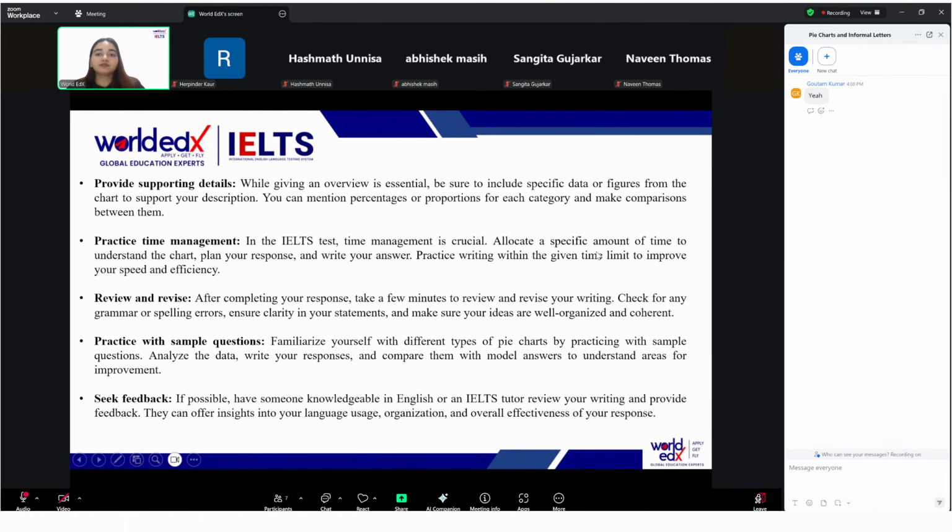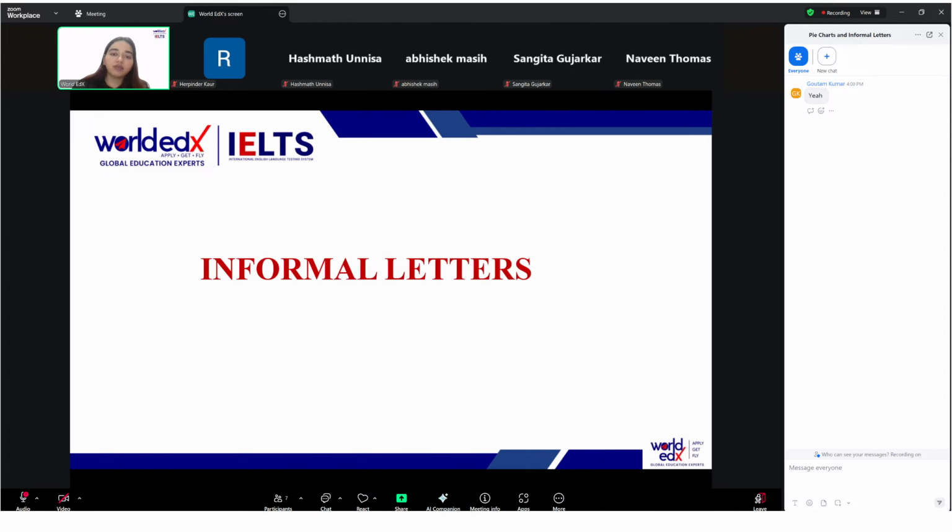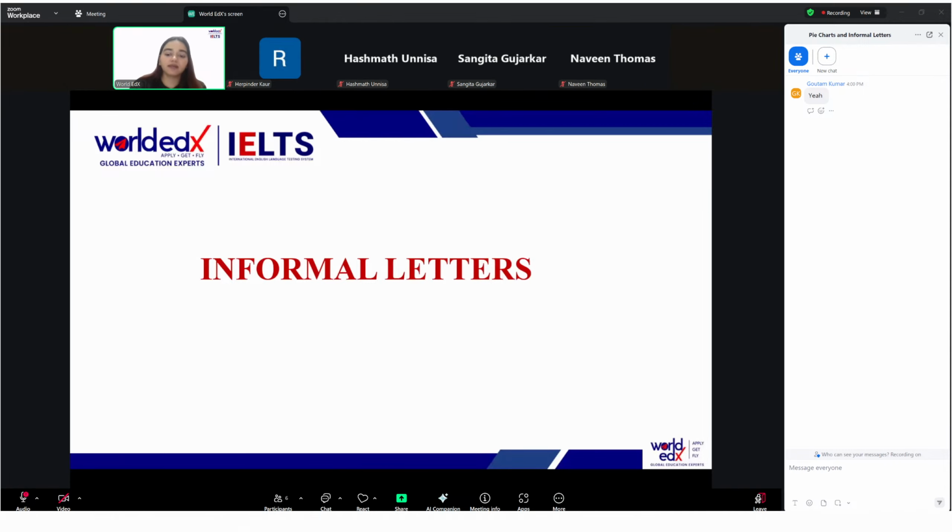The next is coming to the informal letters. Now, informal letters are going to be part of IELTS General. You will not get any kind of letter if you're going for academic. So task 1 for academic students would be report writing. However, task 1 for general students would be letter writing. So today we are going to discuss the format for an informal letter.